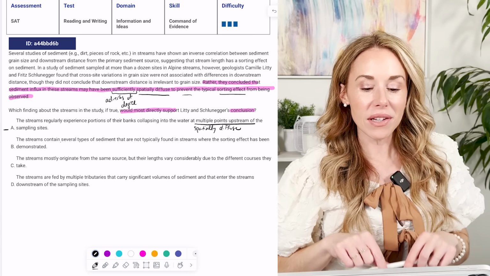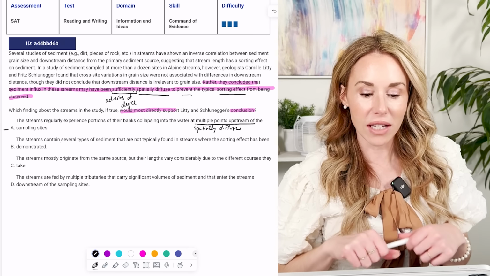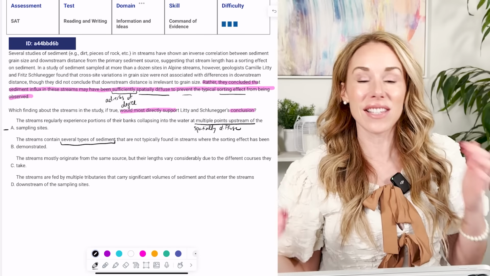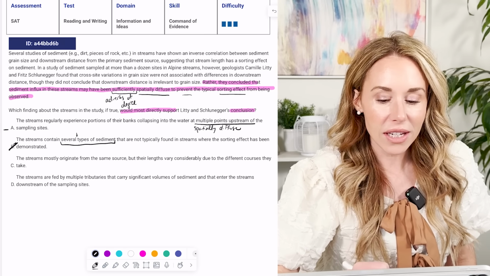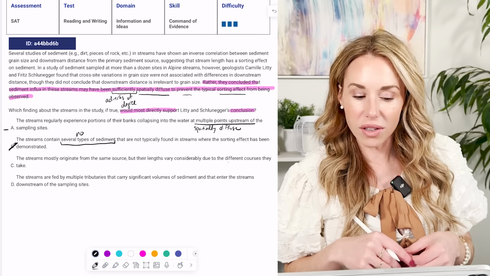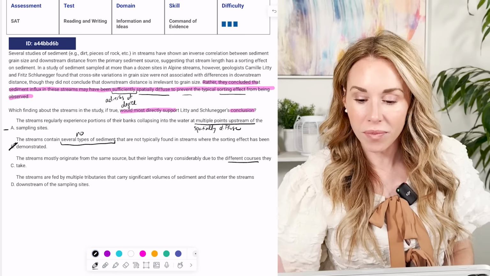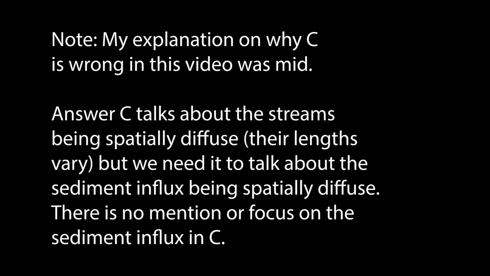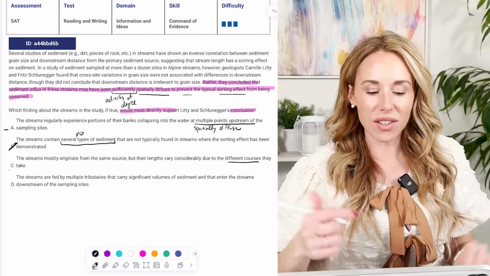Let me hold that. B says the streams contain several types of sediment that are not typically found in streams where the sorting effect has been demonstrated. Okay, several types of sediment, that is not a match. That's irrelevant. We're looking for something that talks about spatially diffuse. So I'm going to get rid of B. C says the streams mostly originate from the same source, but their lengths vary considerably due to the different courses they take. Well, again, we're not talking about different courses. We want the space to be spread out. So that doesn't really sound right to me.